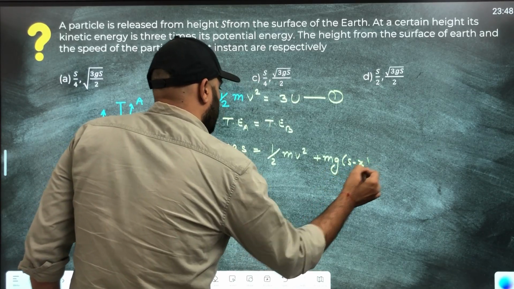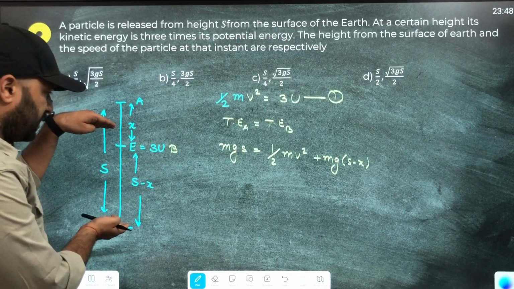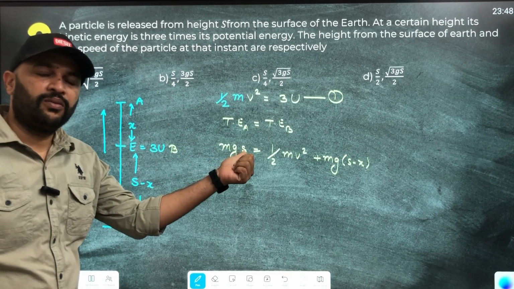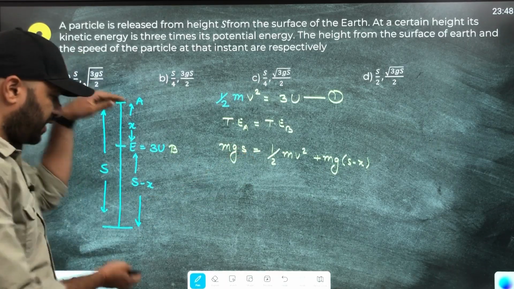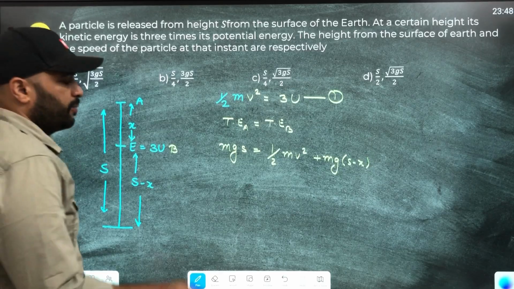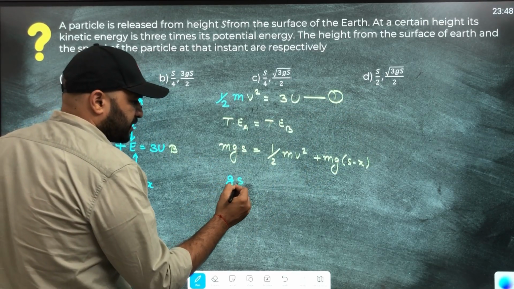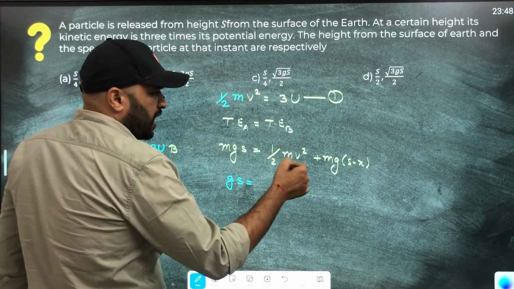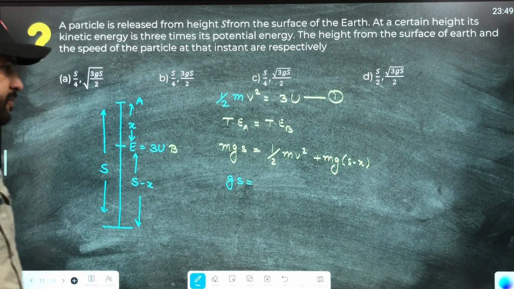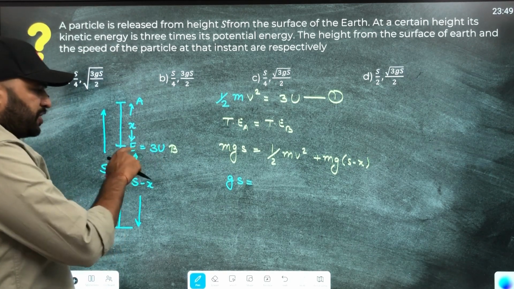Many students go wrong here. They take it as mgx. Be very careful, we are calculating the potential energy with respect to the ground, no? Otherwise you will take it as 0. Why are you taking it as mgs? Because you are taking this distance from the ground. Otherwise you will take it as 0. Let's divide by m, and you have gs equals half mv square. Half mv square is 3 times the potential energy at this point.